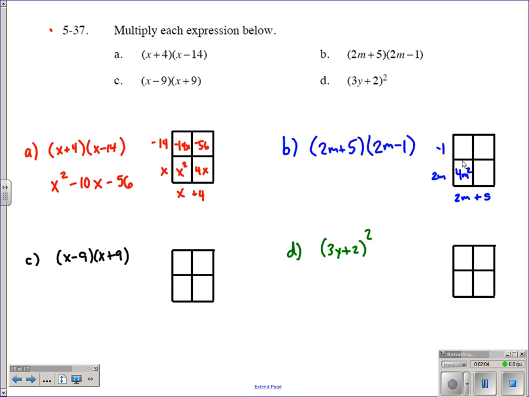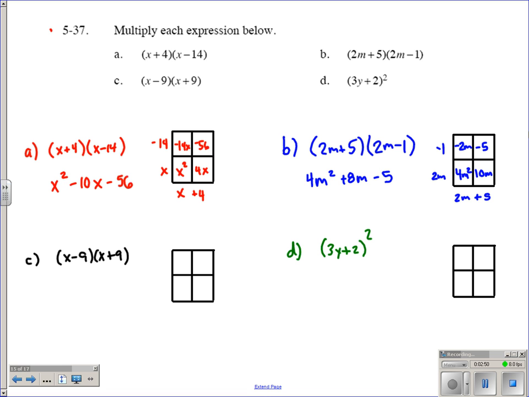Then I'm going to take my 2m, I'm going to multiply it by negative 1 to get the area of this part of the box here. I should get negative 2m. Over here, I've got 2m by 5. That would be 10m. And then I have positive 5 times negative 1 would be negative 5. Once again, let's put it all together. We're going to have 4m squared. That's this one. Combine our like terms here. We have 2 negative m's and 10 positive. That's going to give us 8 positive m's. And then we're going to have negative 5 at the end there. There's our answer for B.